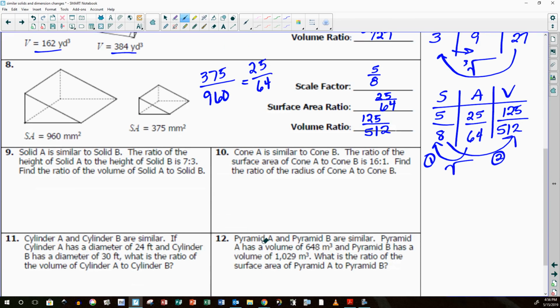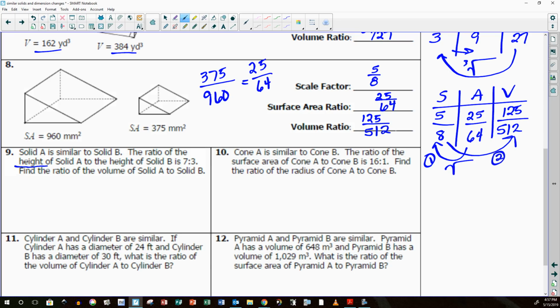Now we're going to look at a handful of these. Probably won't do every single one of them, but we'll do a handful. So let's see what happens. It says solid A is similar to solid B. So it doesn't matter what the shape is. We just know they're similar. It says the ratio of the height. Since they're talking about height, they're talking about the one dimension.